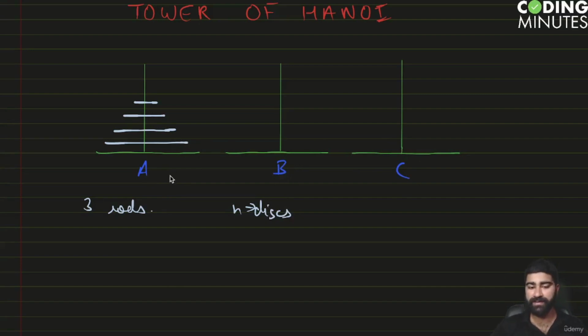So what's the catch here? Some of you might be wondering, just pick it up and place it. No. The catch is you can only pick up one disk at a time, and the second thing is you can only place a small disk on the top of a bigger disk. That means you cannot place a small disk on B and then a bigger disk on B and then an even bigger disk on B. This is not possible. So a small disk can only be on the top of another bigger disk.